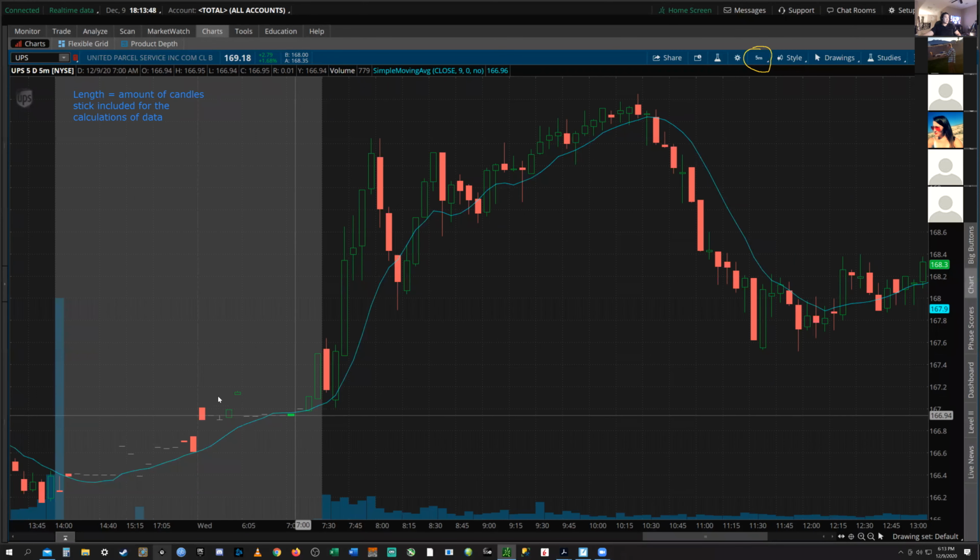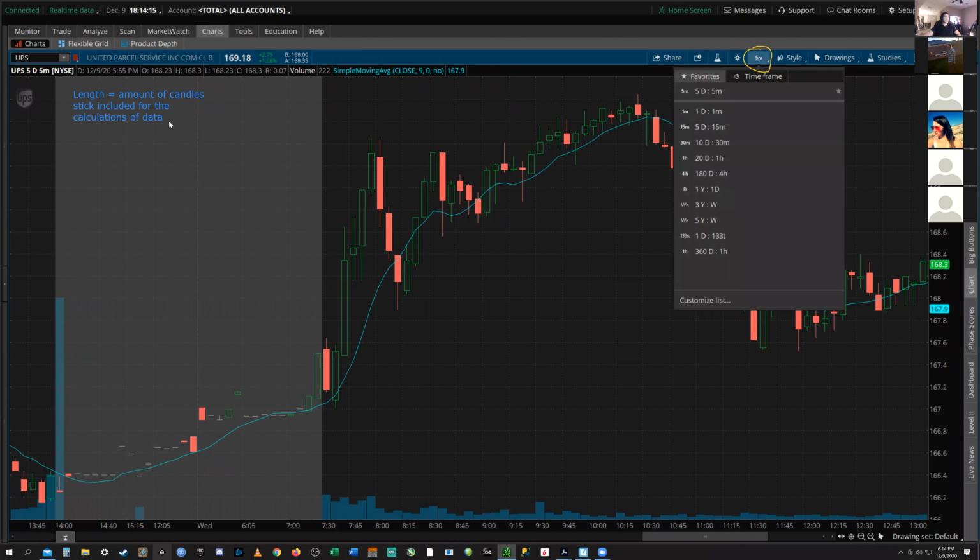Okay. Now with the SMA, it's just like a line on a graph. Wherever you want to point at a certain time frame. So if I go right here, roughly I know the average price of UPS from the previous 45 minutes is $167.10. Now, what a lot of people do is they just look at the daily chart. So I'm clicking to 1 year, 1 day.